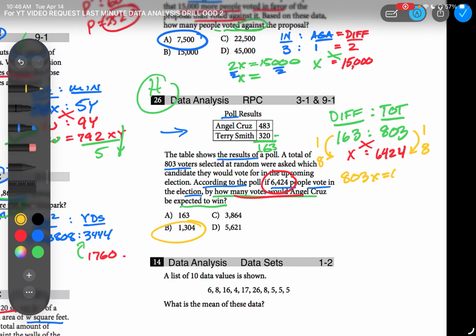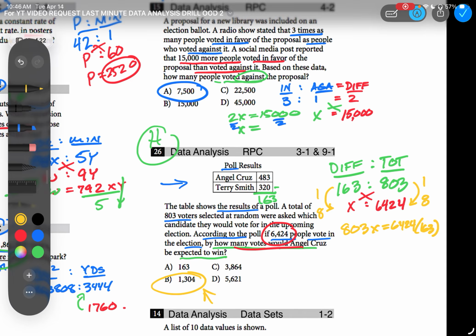X is equal to 6424 times 163. If you do your business, you'll still get the same answer, B as in boy. Not bad, right? Is that really that hard? What makes this question hard and the previous question hard is recognizing that they're asking for the difference. What answers are they going to give you for answer choices? If you don't recognize that they're asking for the difference, they'll ask how many voted for and how many voted against? Or how many voted for Angel and how many voted for Terry? And you won't even recognize they're talking about the difference, not the actual numbers for each person.